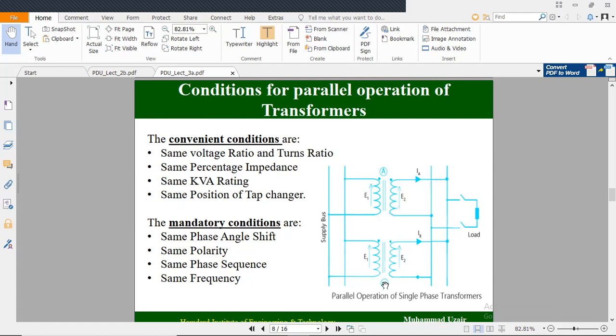Okay, so far this is the parallel operation. Till now, if you have any question, please ask. I will answer your question.